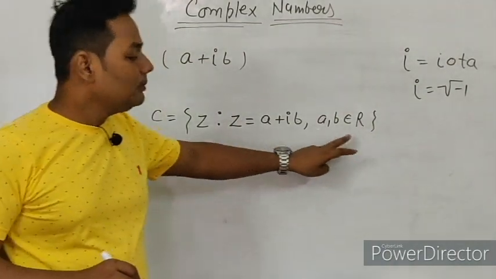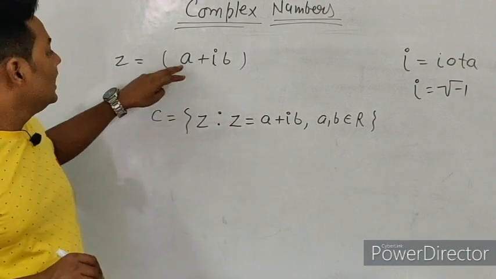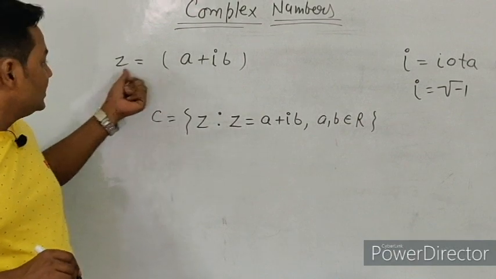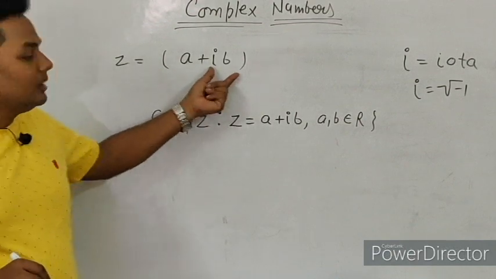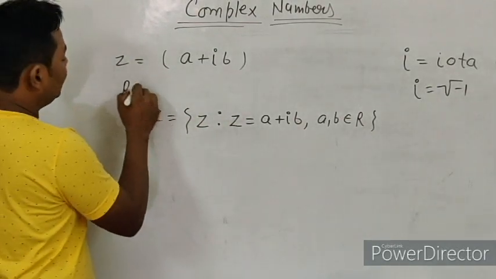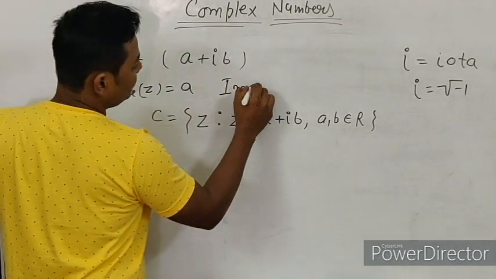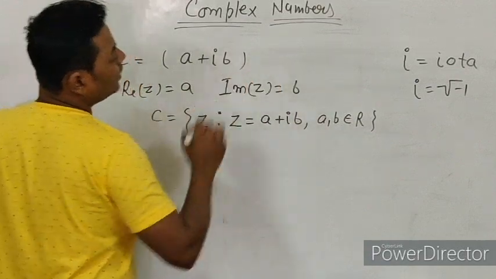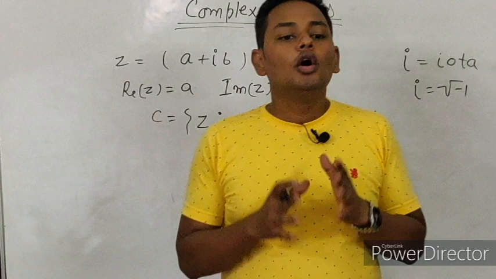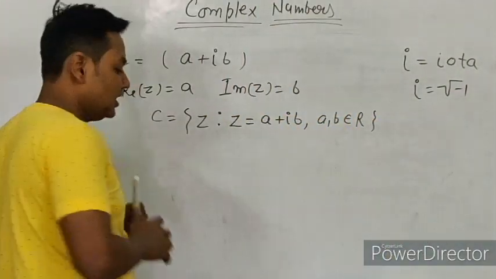See, a and b belong especially to the real numbers, but in this equation, if we talk about the complex, then a plus ib is the formation of the complex number, and here a is the real part of z, and ib is the imaginary part of z. Okay, I can write it as Re z, the real part of z is equal to a, and the imaginary part of z is equal to b. Understand?